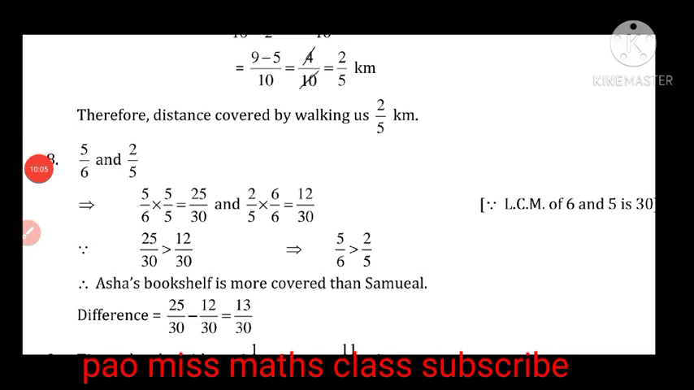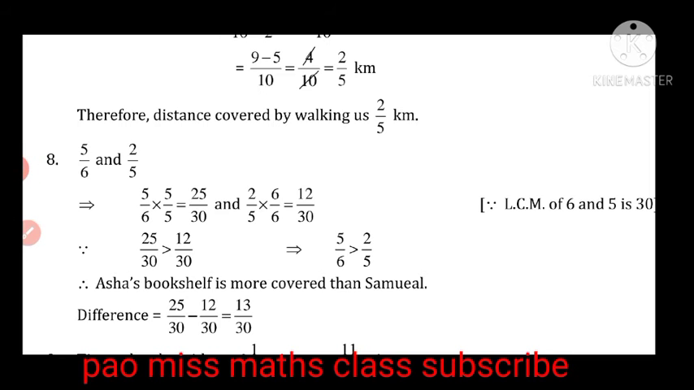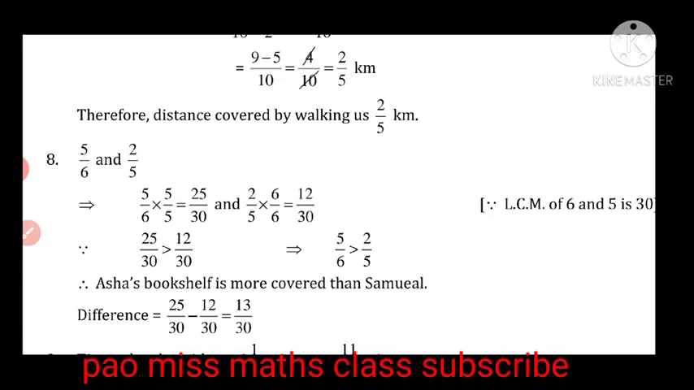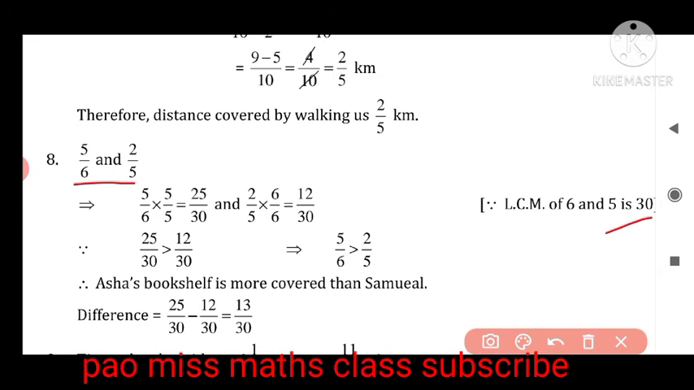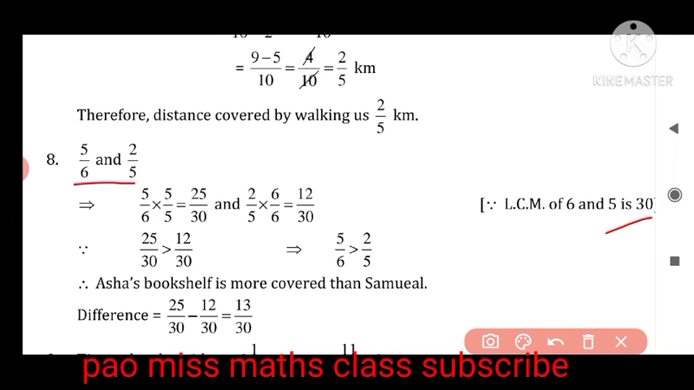So here you can see we have to convert the denominators, meaning the fractions, into like terms. After converting them into like terms, we can compare, or we can say which fraction will be the greater fraction. Okay, so what is the LCM of 5 and 6? 30, isn't it? Because they do not have a common factor, the LCM will be their multiplication. 6 times 5 is 30, so the LCM is 30.